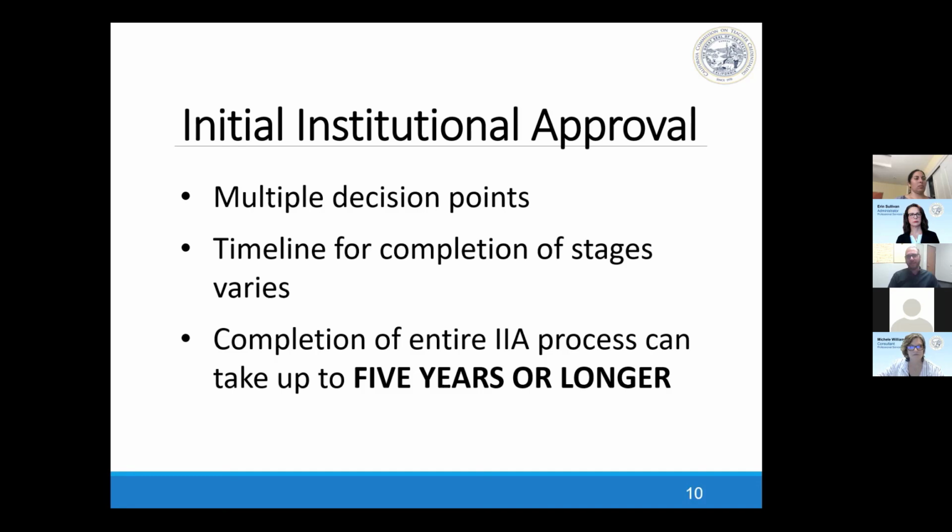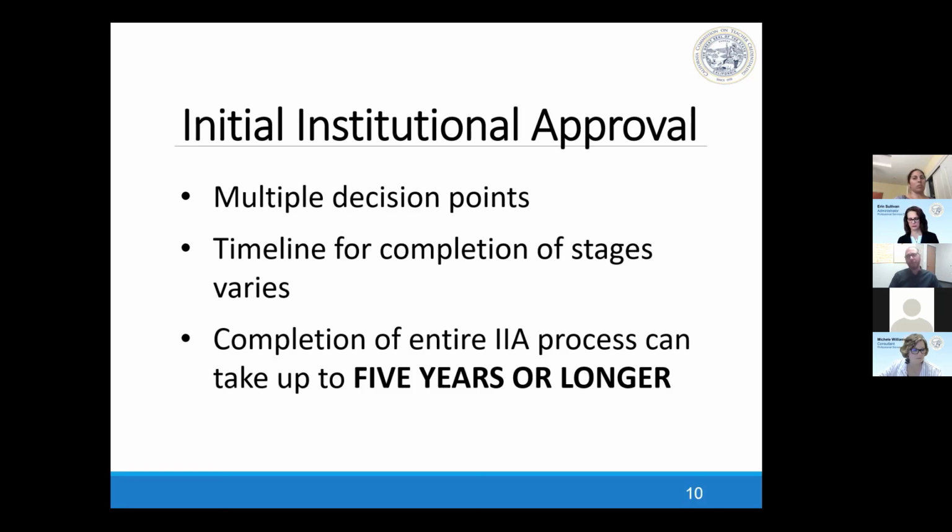As Cheryl mentioned, the IIA process has multiple decision points at the conclusion of each of its 5 stages. And even within some of those stages, there are multiple decision points. So for instance, in the 5th stage, which we will be going over in depth later, there are a couple different decision points there. Also talking about this is just to give you a general idea about the timeline for completion of each of these stages. It will be different for each of them.